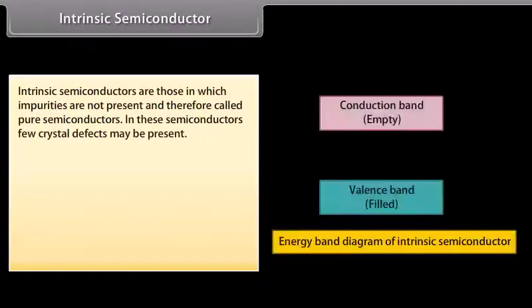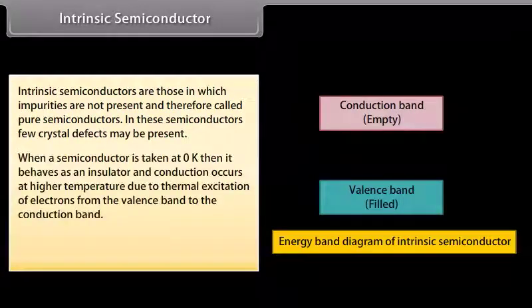Intrinsic semiconductor. Intrinsic semiconductors are those in which impurities are not present and therefore are called pure semiconductors. In these semiconductors, a few crystal defects may be present. When a semiconductor is taken to 0 Kelvin, it behaves as an insulator and conduction occurs at higher temperature due to thermal excitation of electrons from the valence band to the conduction band.